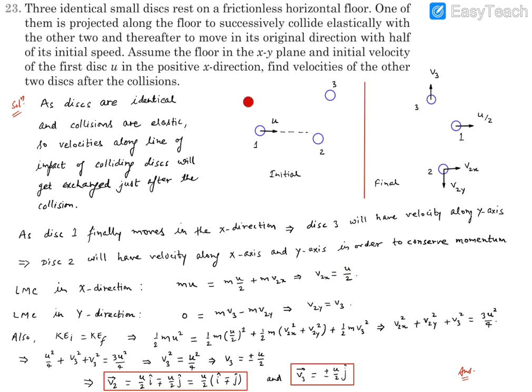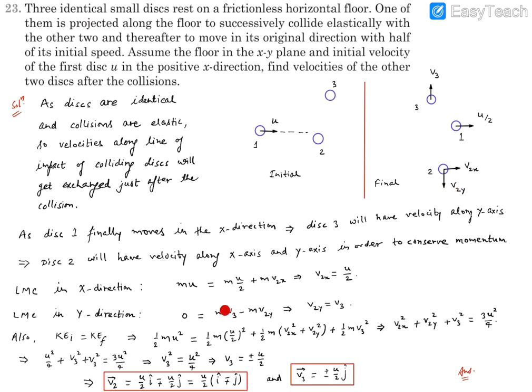Moreover, we can say this entire system will have linear momentum conservation in the y direction as well, because this is the xy plane, right? So it's a frictionless plane. In the y direction, initial momentum was 0, so final momentum should be 0, and this 3 was moving along the y direction. That means 2 must also have a velocity in the y direction. And I have assumed the velocity of 2 in the y direction in this manner, that means negative y direction.